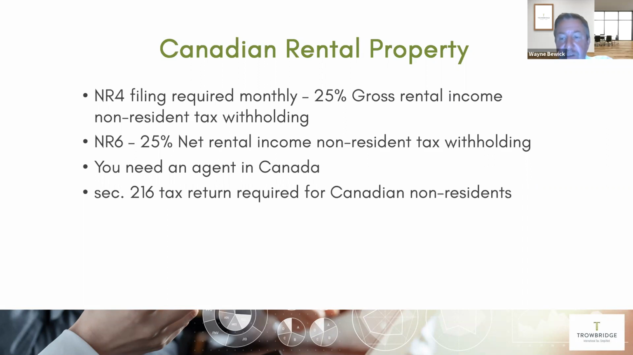Now, if you don't do this, you can be hit with a penalty of $500 per month. What you can do is, say you're renting out a property for $2,000 a month and your expenses are $2,000 a month, you can also file a special form called the NR6, which allows you to remit on the net income, which is 0, so you wouldn't have to remit anything per month. So it's just important to ensure that whatever you do, you make sure that you're filing these forms.